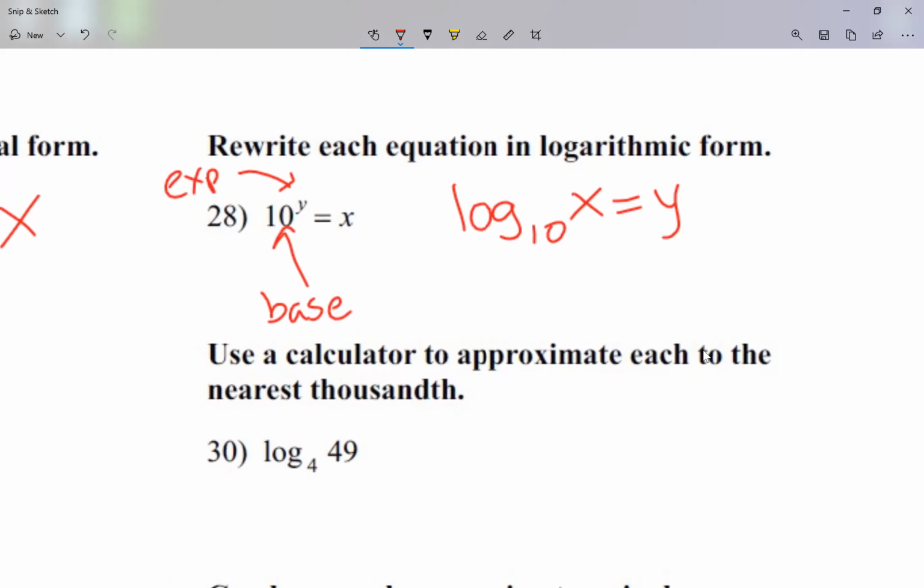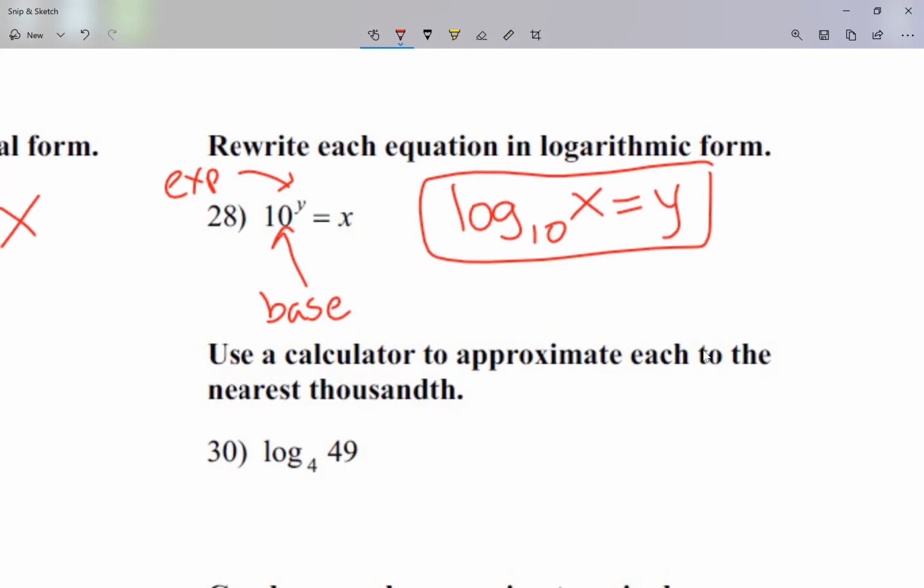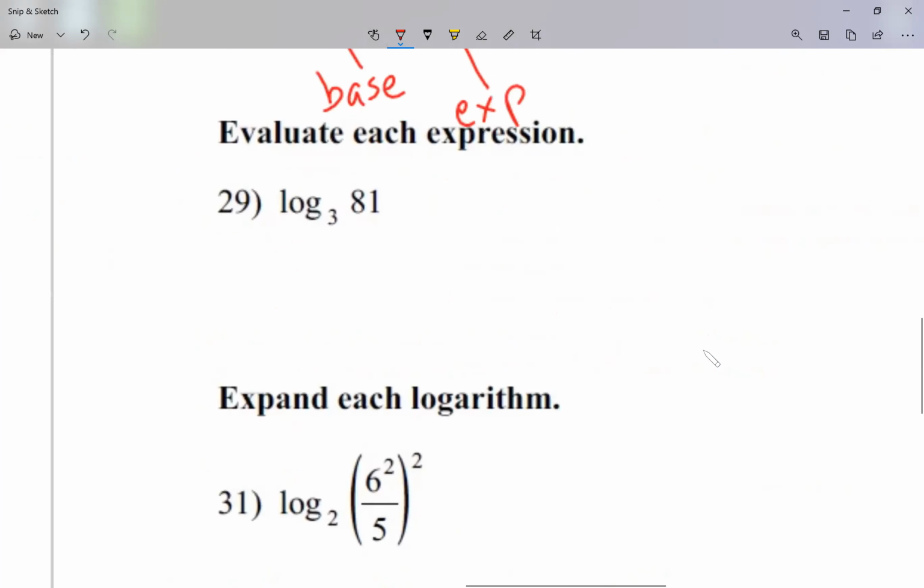Now mathematically speaking, this is correct. For this one question, if you write log of x is equal to y, it's the same thing. Base 10, it's okay to not write it. If the base is not 10, you have to write it. Base 10, it's okay to not write. Okay. Now so like I said, either one is correct. Let's take a look at question number 29.